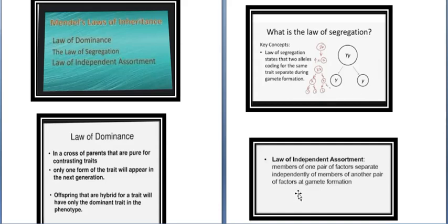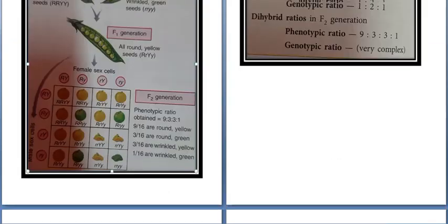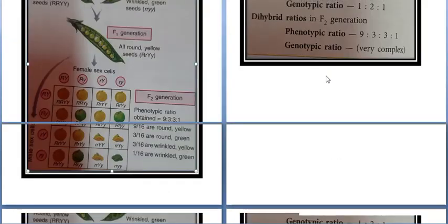Now third law is the law of independent assortment. It says when there are two pairs of characters, the distribution of alleles of one character into the gamete is independent of the distribution of the alleles of the other character. What is the meaning of this? See, I showed you a cross. Let us go back to that cross and let me explain to you from this cross.